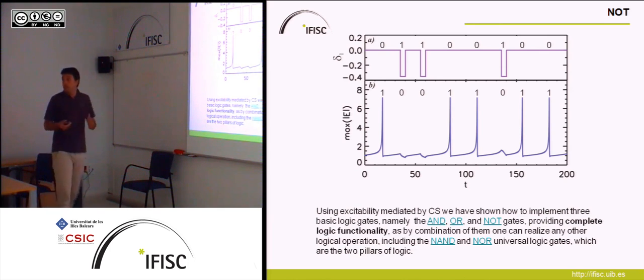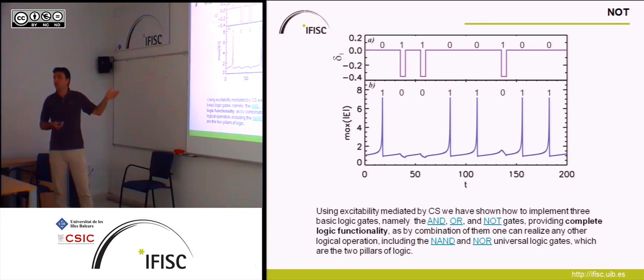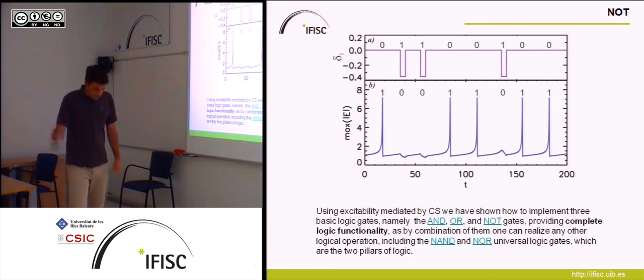Well, and that's it. So we got all the three basic logic gates. So we have full complete logic functionality. So in principle, you could make a computer with these things. Similar to what was shown for the game of life. You could do it with any excitable system.